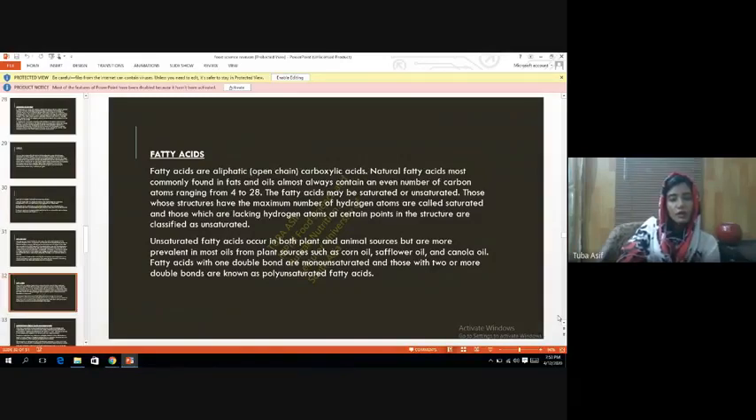Those that have the maximum number of hydrogen atoms, where the valency of carbon is fulfilled, are termed as saturated, whereas those lacking hydrogen at certain points are termed as unsaturated. Unsaturated fatty acids occur in both plant and animal sources, but mostly they are prevalent in oils such as corn oil, sunflower oil, canola oil, olive oil. Fatty acids with one double bond are monounsaturated and they are most heart friendly, for example, olive oil. Those with two or more double bonds are known as polyunsaturated. They are found in fish, and they are also good sources of omega 3 and omega 6.